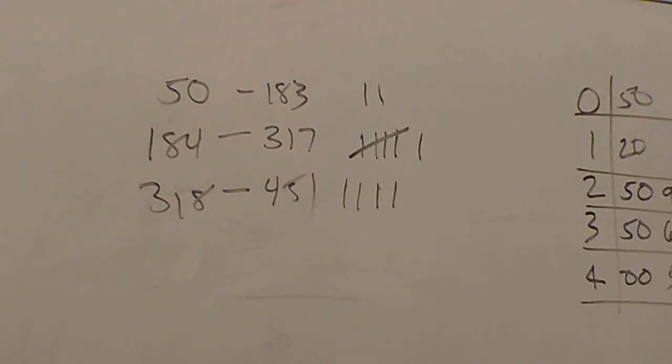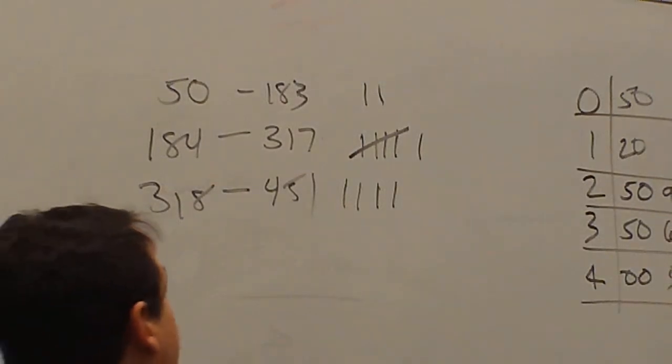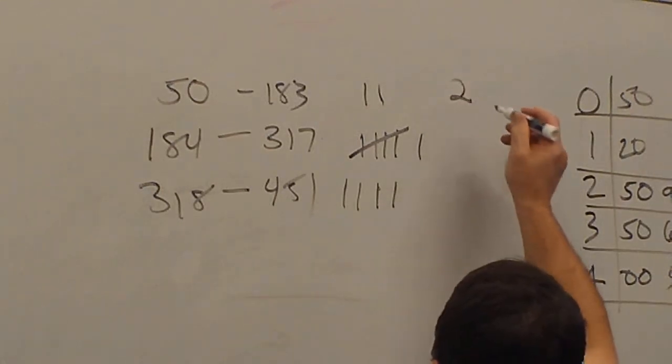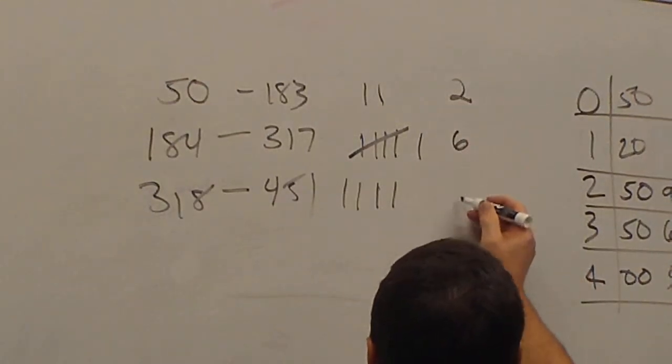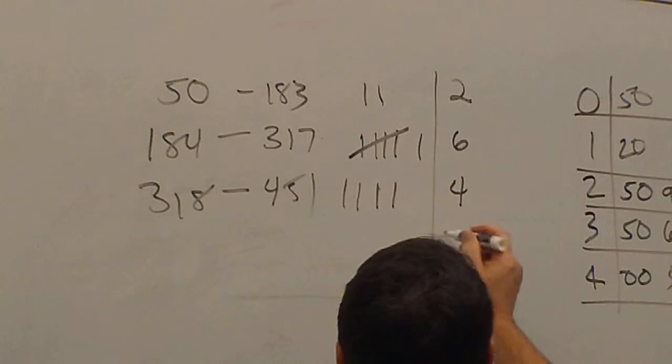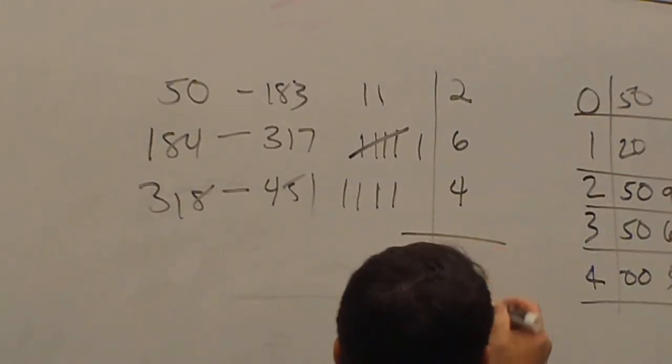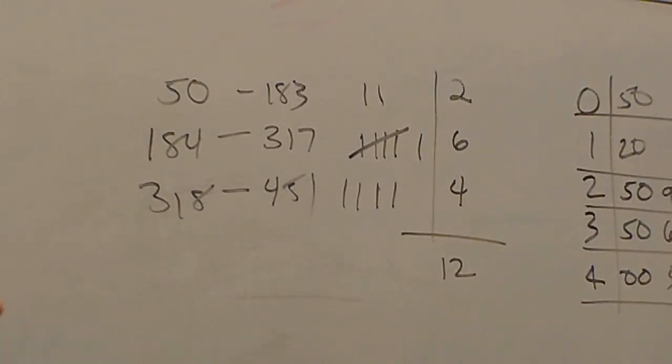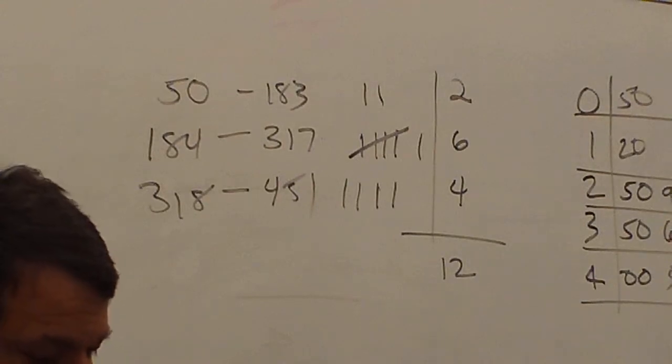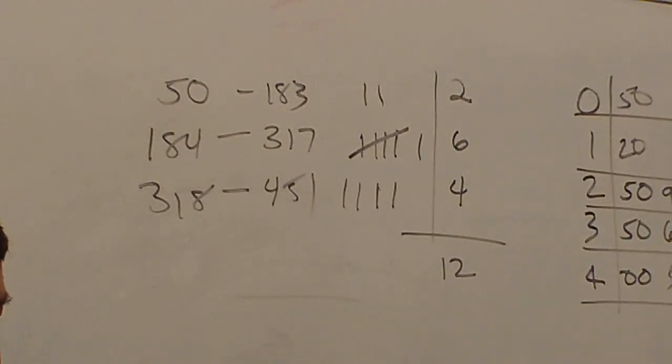Anyone see that? So for the first class I had 2. The next class I had 6. Last class I had 4. Always make sure that those add up to 12, the total number in the data. Everyone get that okay?